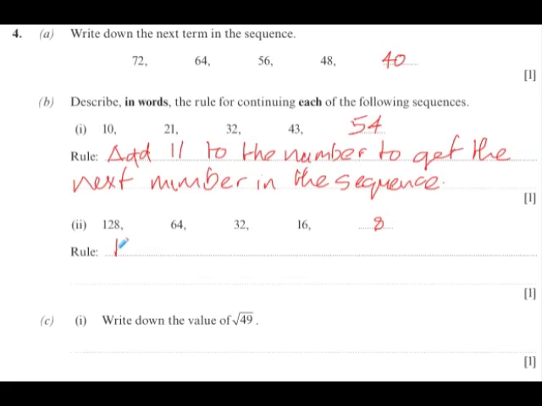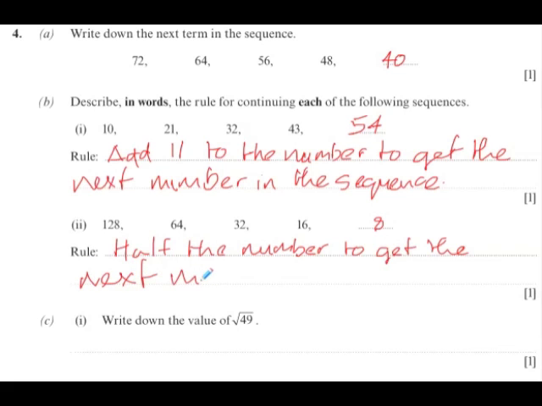So the rule is half the number to get the next number in the sequence.